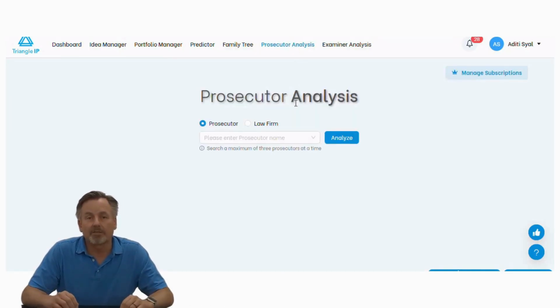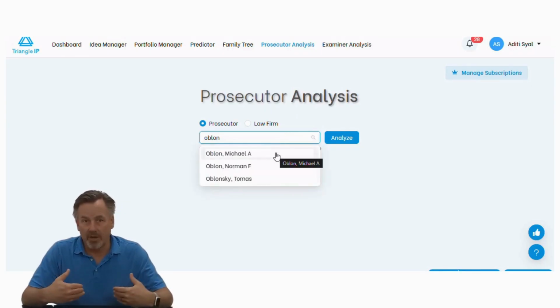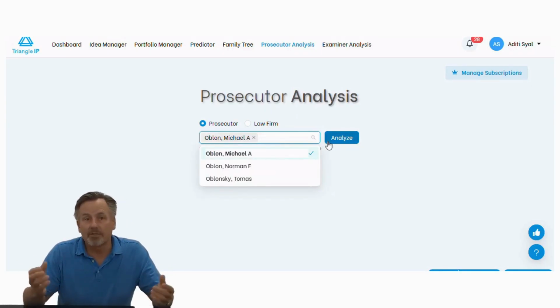Now in the search bar, type the attorney's name or the law firm's name. The tool will start auto-suggesting matches as you type. You can start broad at the law firm level for a wider view, or go straight to an individual attorney for a more precise picture. Select the right match and click Analyze.